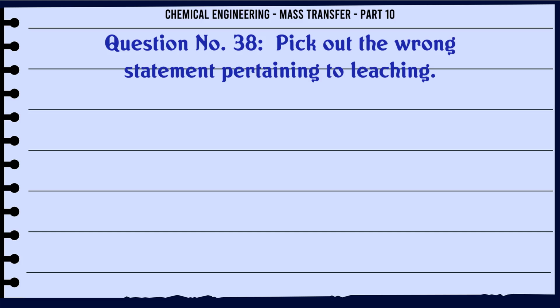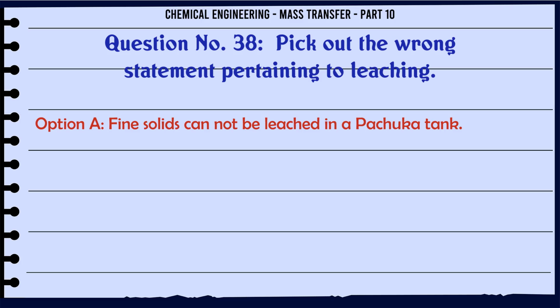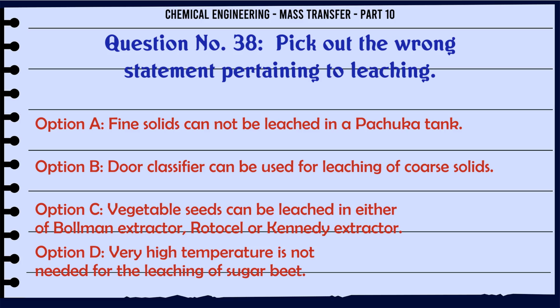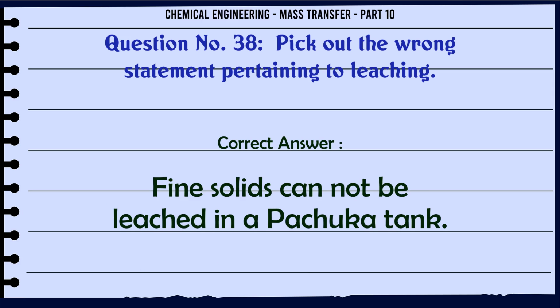Pick out the wrong statement pertaining to leaching. A. Fine solids cannot be leached in a Pachuca tank. B. Dorr classifier can be used for leaching of coarse solids. C. Vegetable seeds can be leached in either of Bollmann extractor, Rotocel or Kennedy extractor. D. Very high temperature is not needed for the leaching of sugar beet. The correct answer is fine solids cannot be leached in a Pachuca tank.